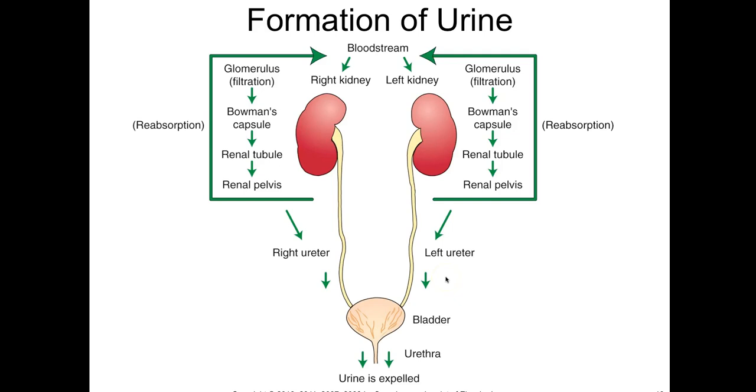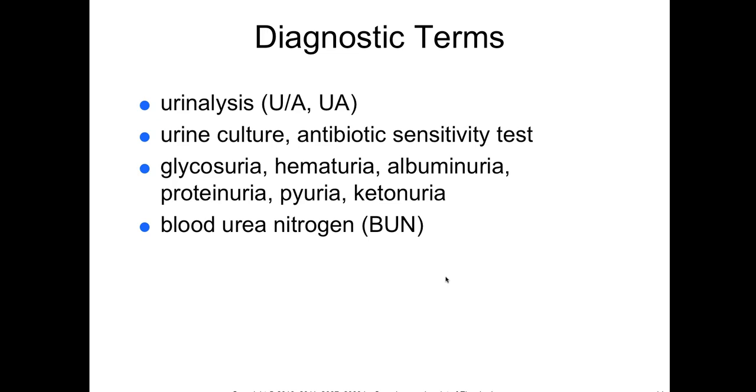Now let's move into some diagnostic terms. Urinalysis, which we can also use U/A or UA to refer to, was originally called urine analysis. It is a physical, chemical, and microscopic examination of urine, and it checks for substances within the urine that are not supposed to be there, such as bacteria, blood, protein, usually albumin, any pus, sugar, or ketone bodies.